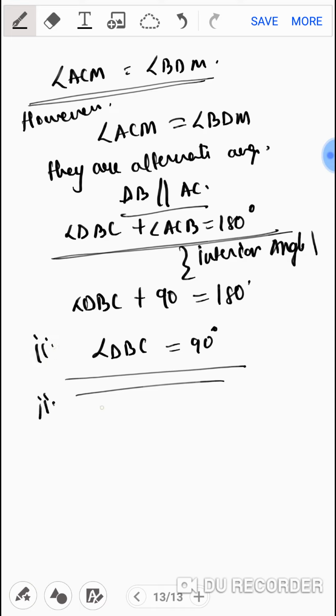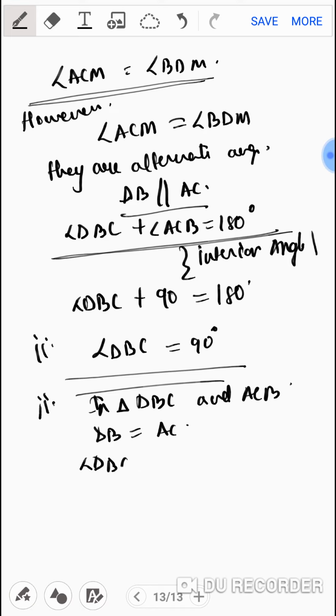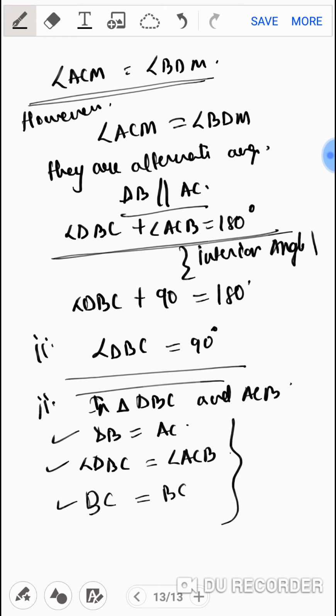In the third, what you can say is, you have to take triangle DBC and ACB. DB is equal to AC, you have already proved in the above first, yes. And angle DBC is equal to angle ACB because both are 90 degrees, yes. Can I take BC common? BC is equal to BC, common. So three reasons you got. So by which test are they congruent? These two triangles are congruent by the SAS test.